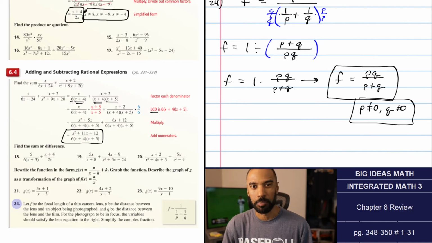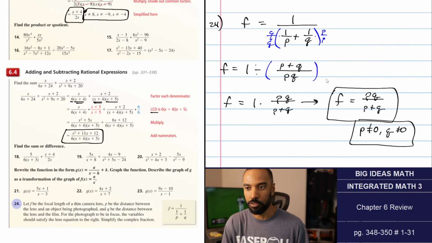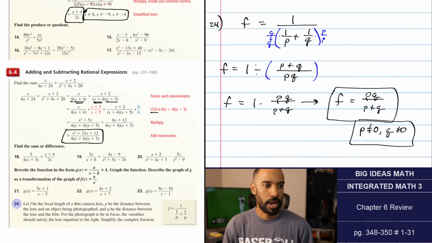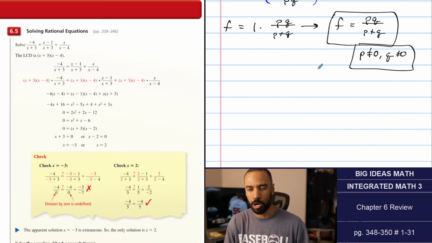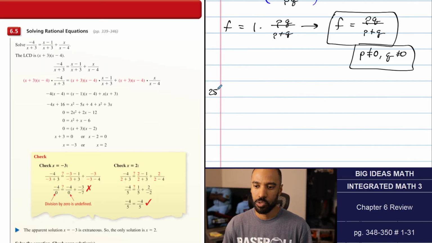Not really a word problem. They just kind of gave you information. It's cool information on cameras, but it didn't really create the model, you know, didn't really interpret what things meant. So it's a little different.